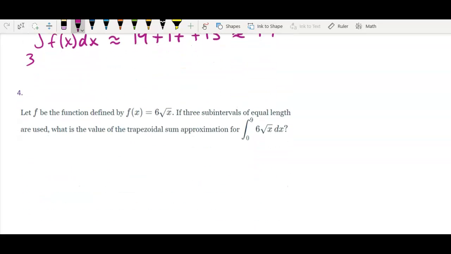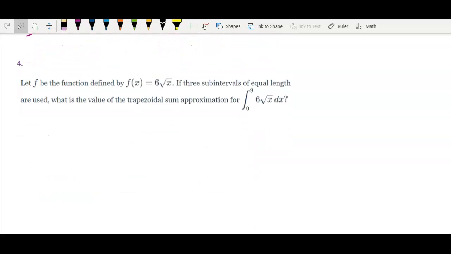Yep. All right, and you can do this one on your own. Oh, this is trapezoid, never mind. Okay, we'll work this one out.